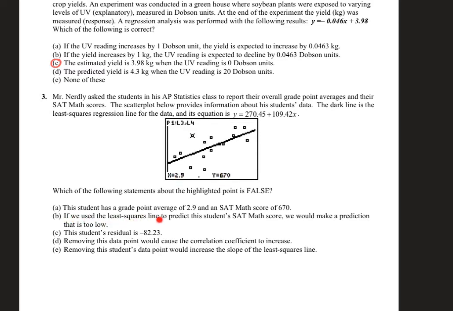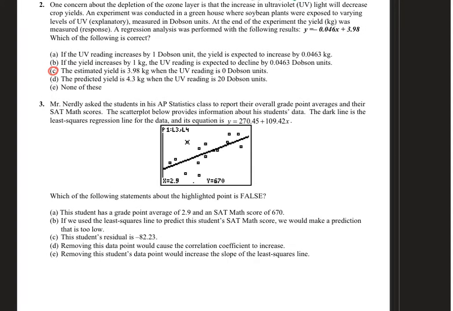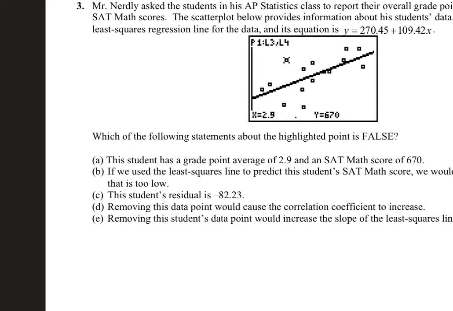It says if we use a least squares line to predict the student's SAT math score, we would make a prediction that is too low, meaning if we use the line to predict their score, a student who has a 2.9 GPA, their predicted SAT score would be right here, which is lower than what the student actually got, so that's also true. C says the student's residual is negative 82.23. That is false. So for this problem, that's the correct answer.